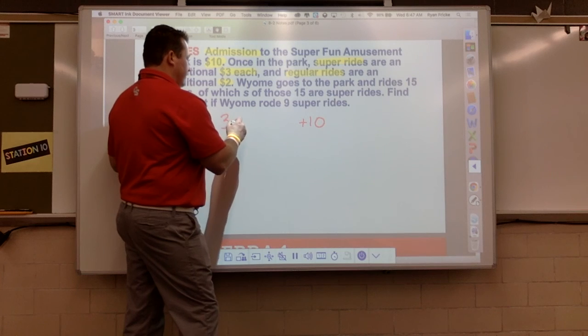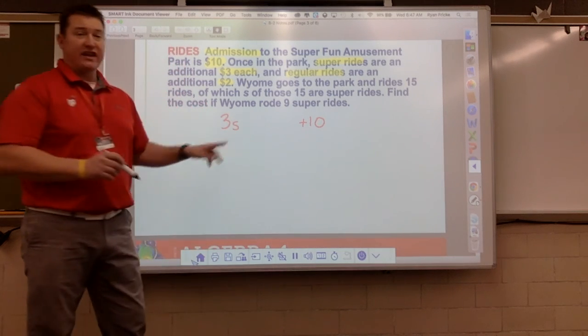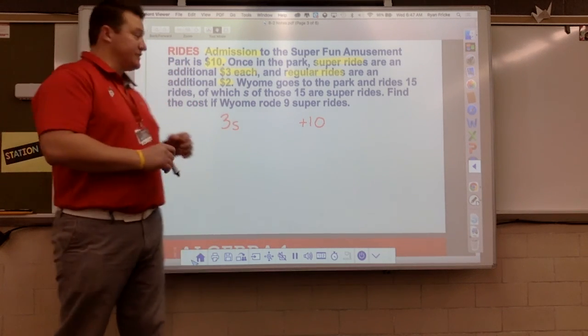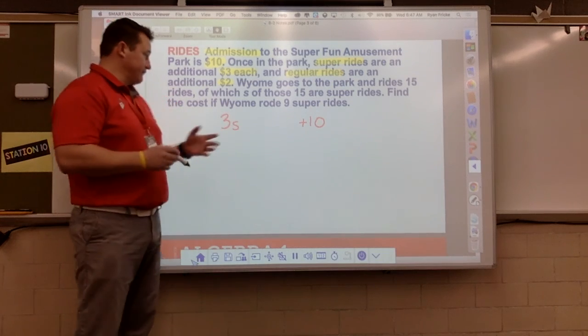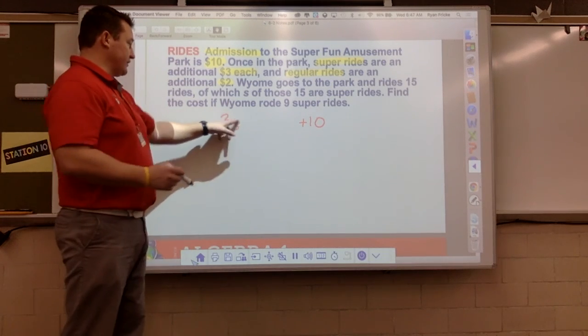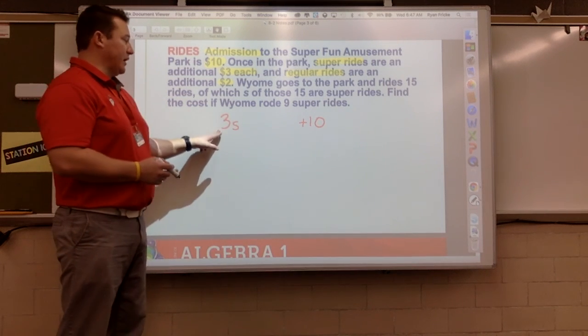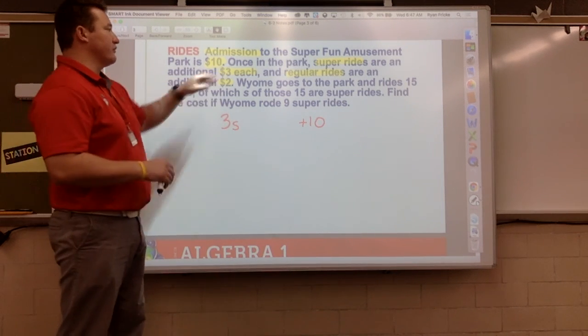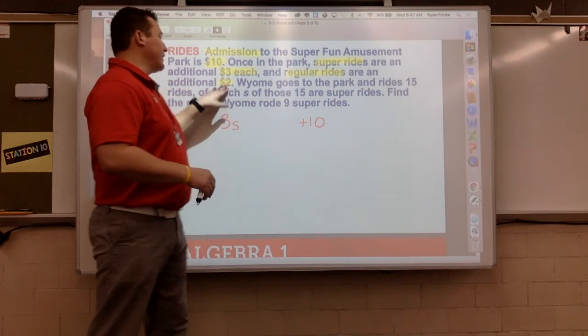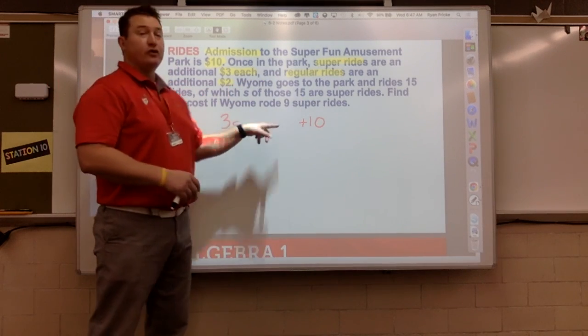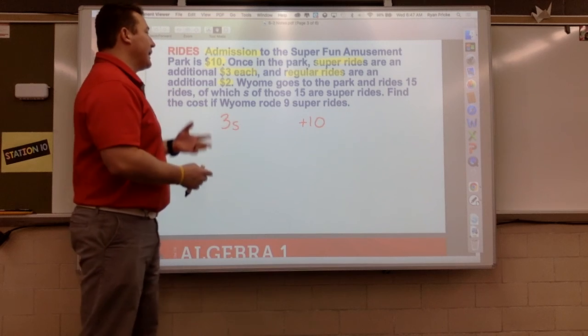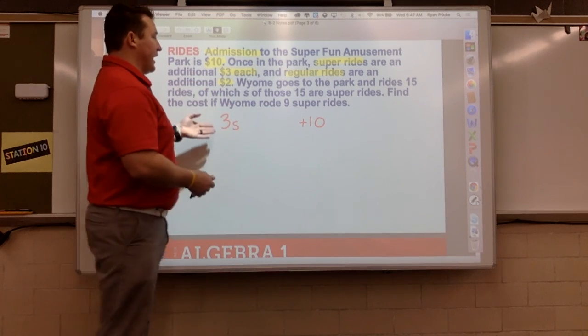There's some amount of super rides we're going to go on, and I hate using S's because S's look like 5s. So really try to make your S's curvy or something so that they don't look like 5s. Again, however many of these, we multiply it by 3, that's how much money we're spending on super rides. Now, regular rides are $2, so it would be great to put plus 2R, and I think that's what a lot of us would like to do. However, we can't do that, okay?